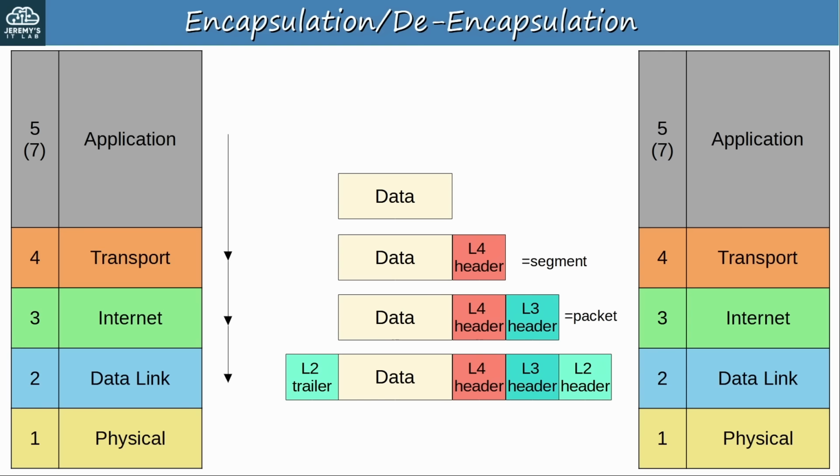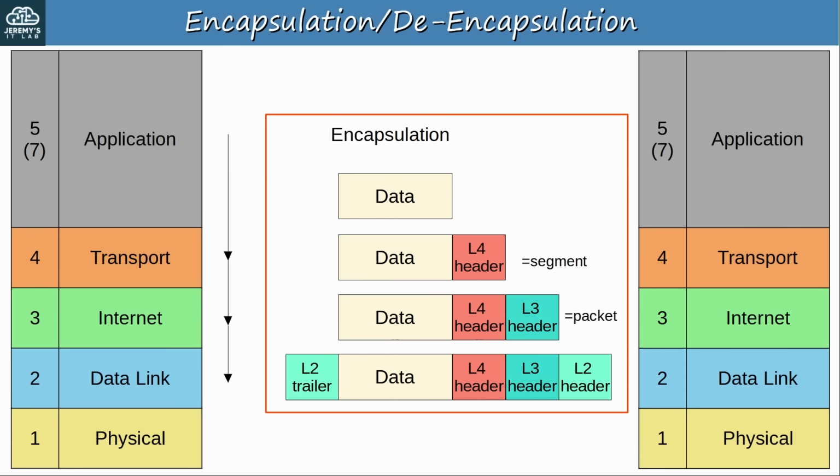At layer 2, a header and trailer are added. Layer 2 allows for addressing within a segment, within a LAN. For example, it allows a host to address this message to its default gateway at layer 2, while still addressing the inside packet to the final destination host at layer 3.